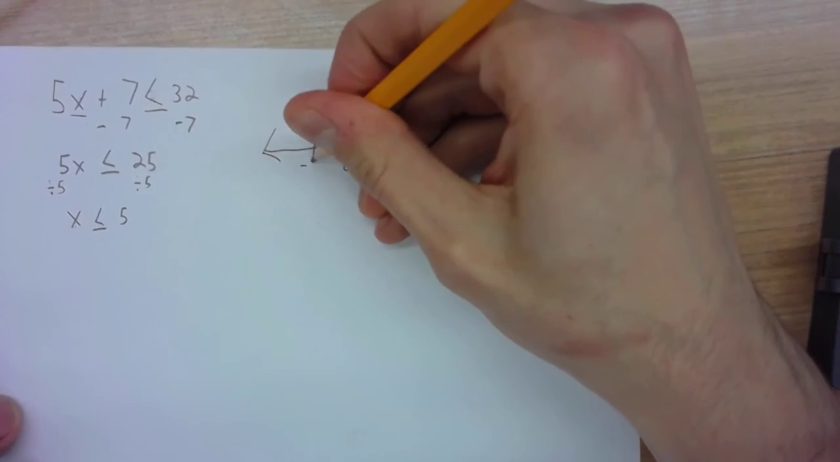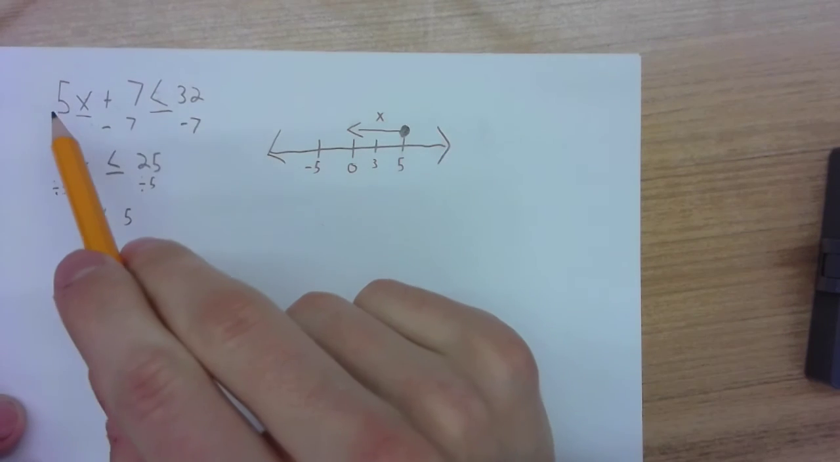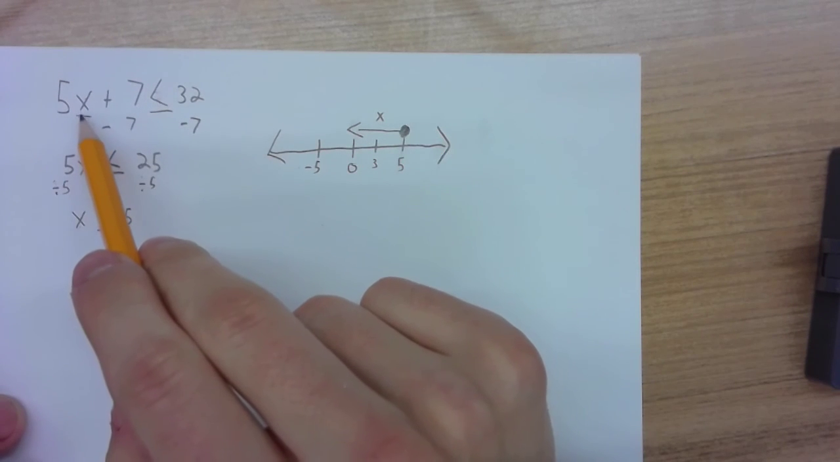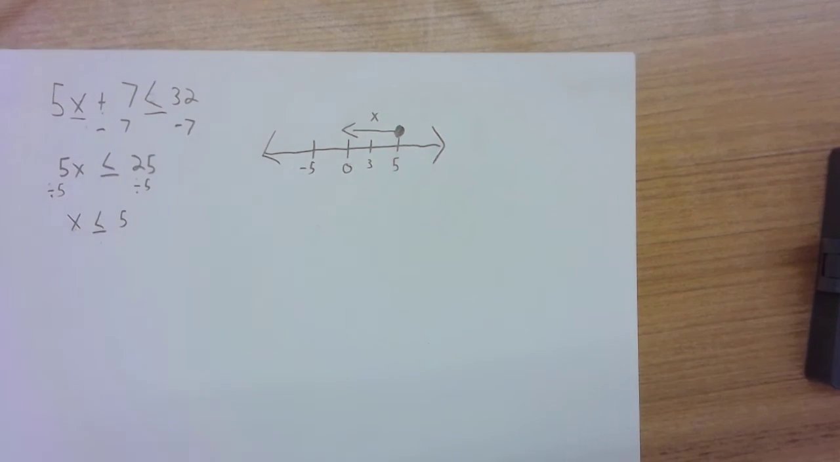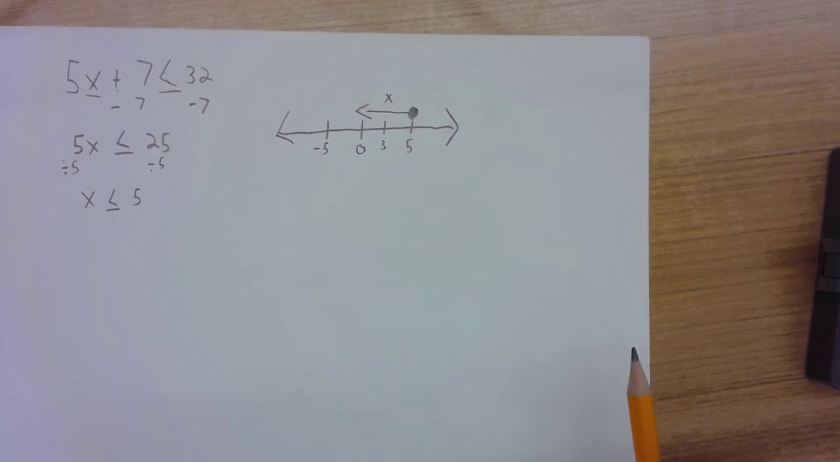Let's say it was negative 5. If x is negative 5, 5 times negative 5 is negative 25, plus 7 is going to be negative 18, also less than 32. So this math checks.